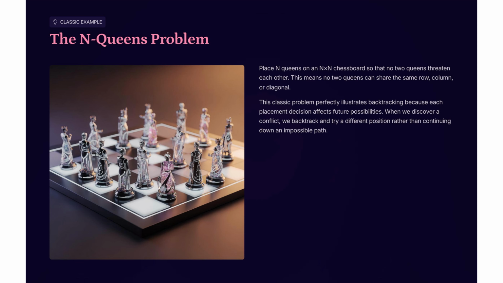The n-queens problem involves placing n queens on an n×n chessboard without any 2 queens threatening each other. This requires ensuring no shared rows, columns, or diagonals. It's a classic example of backtracking, where each placement decision impacts future possibilities. Conflicts prompt backtracking to explore alternative positions, avoiding impossible paths.